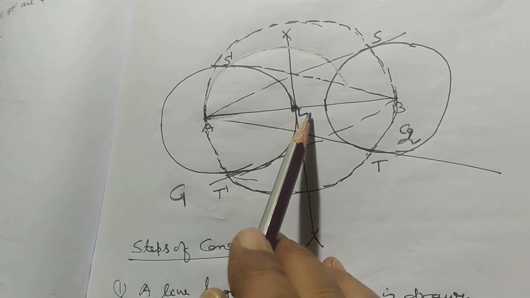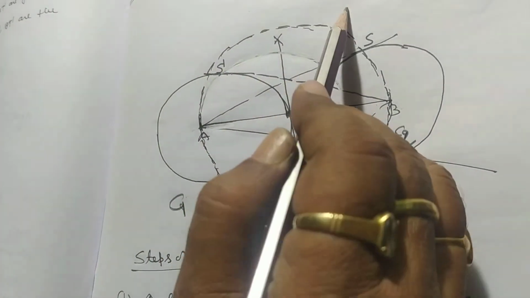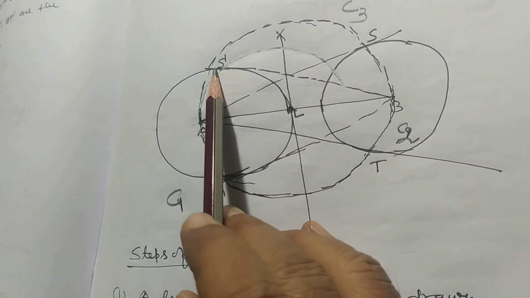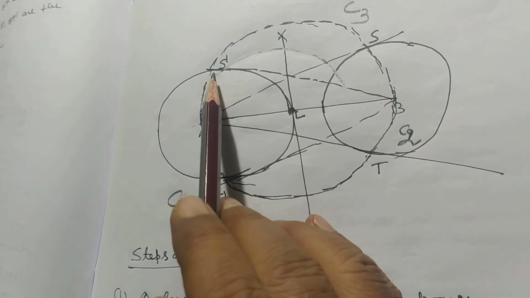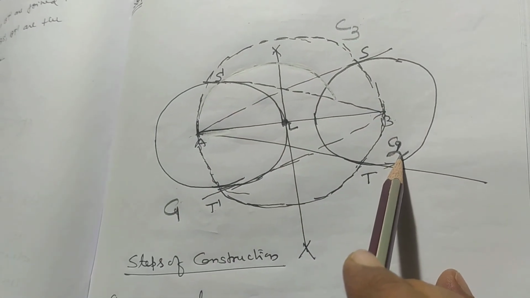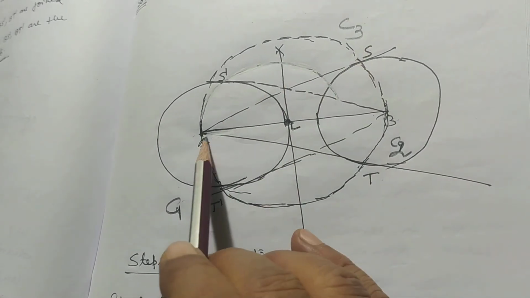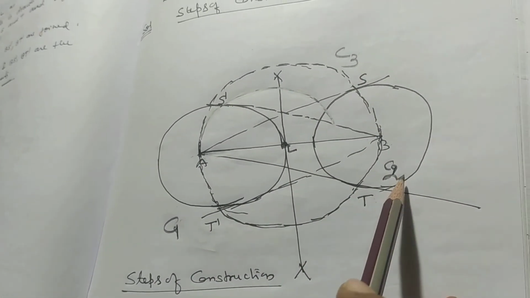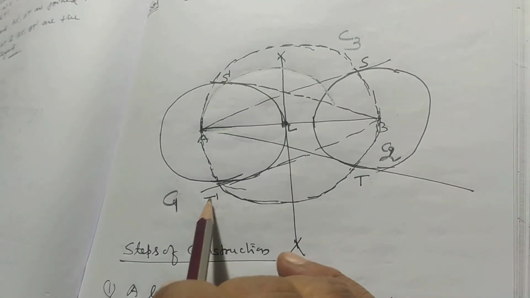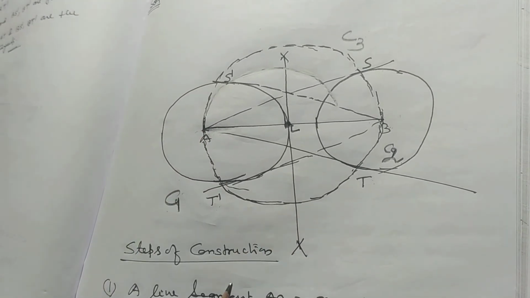So this is point L. Taking L as center, we draw a dotted circle C3. What do you observe? This dotted circle C3 intersects C1 at the points S dash and T dash, and intersects C2 at the points S and T. So join AS and AT, which are the tangents on C2, and BS dash and BT dash, both are tangents on C1. My dear students, in this way, what do you observe?